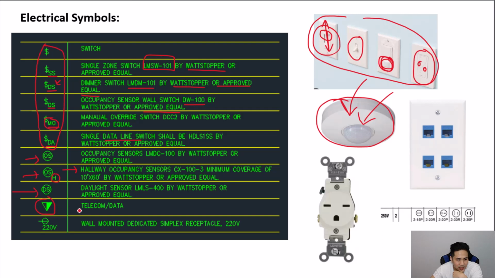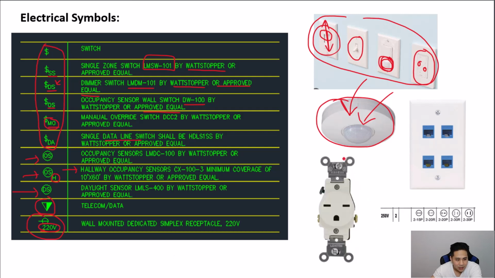You can also have a data telecom symbol here. So let's say that the telecom portion would just be the unhatched portion, and the hatched portion would be the data portion. So if you have telecom and data together, you basically get a triangle that's split between hatched and unhatched portions. You can also have a 220 volts wall dedicated simplex receptacle, which would be denoted just like this, with a standard simplex receptacle symbol with the 220 volt label next to it.